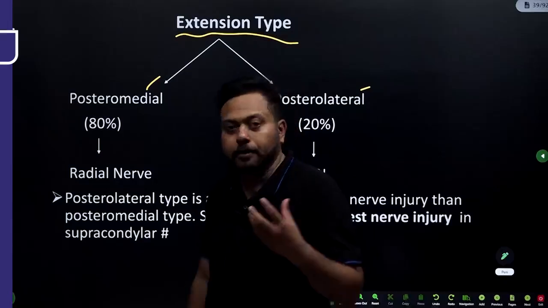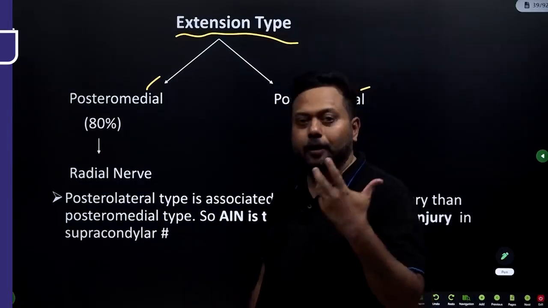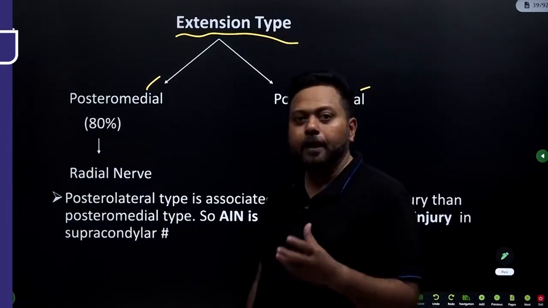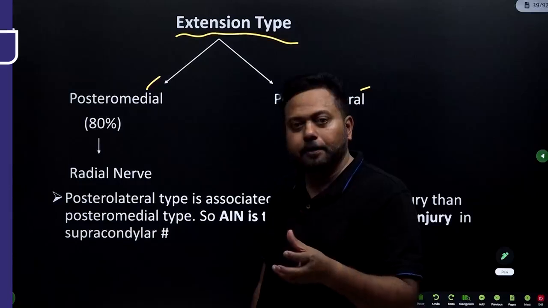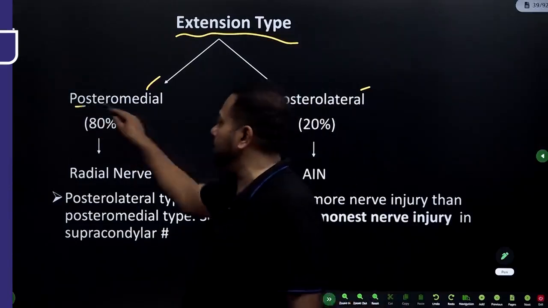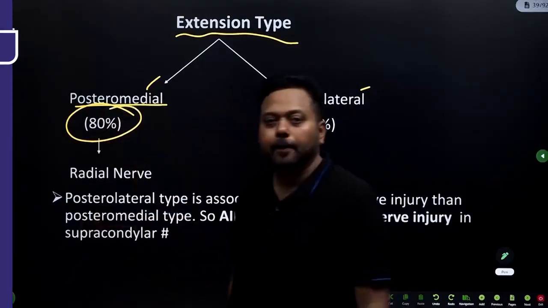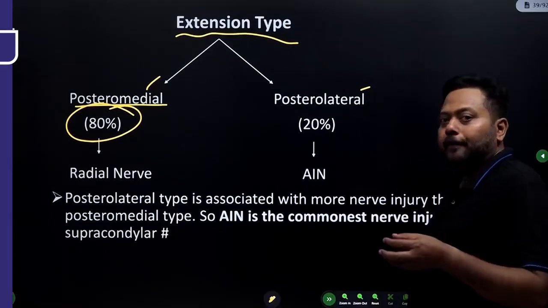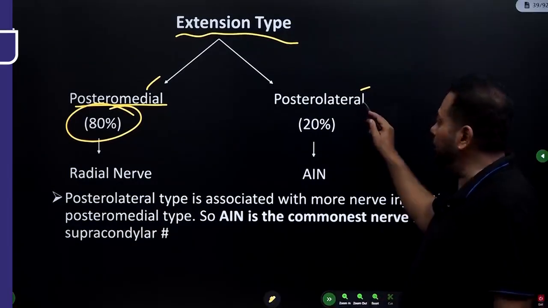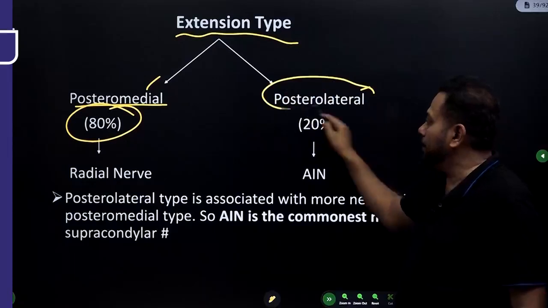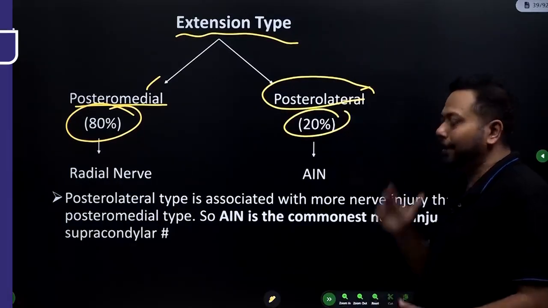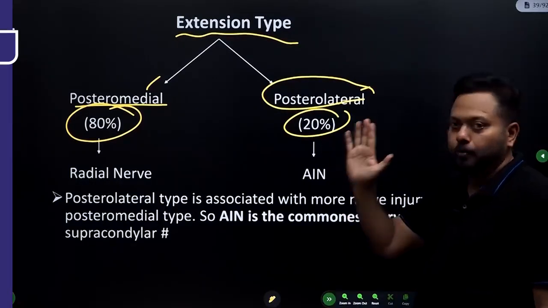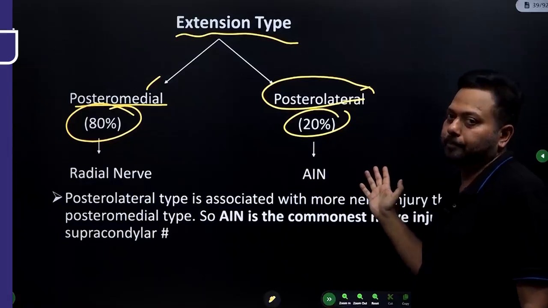In posteromedial, the distal fragment is shifted dorsally in both the types. When the dorsal displacement is associated with a posteromedial shift, this is the most common type, 80%. When the fragment is shifted laterally, a posterolateral shift, that is 20%. So, the extension type is divided into posteromedial and posterolateral.